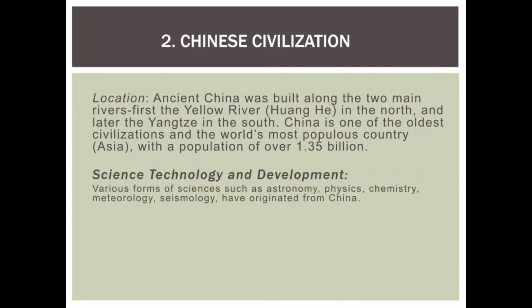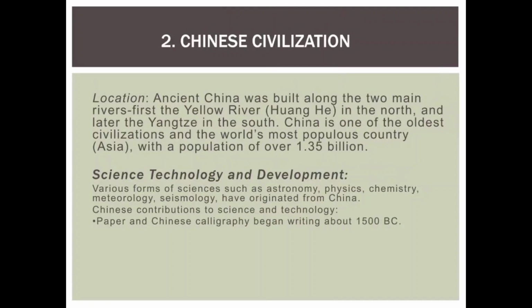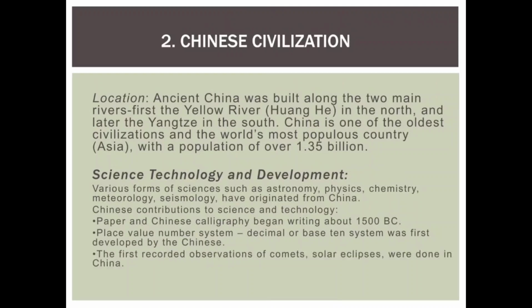Various forms of sciences such as astronomy, physics, chemistry, meteorology, and seismology have originated from China. Chinese contributions to science and technology. Paper and Chinese calligraphy began writing about 1500 BC. Place value number system: the decimal or base 10 system was first developed by the Chinese. The first recorded observations of comets and solar eclipses were done in China.